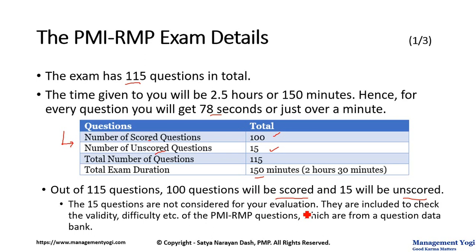Now you'll be thinking how to distinguish which are scored and which are unscored questions. As an exam taker, you have no way to distinguish which are scored and which are unscored. That detection is happening in the back end. You have no way to know. Hence, when you go for the exam, go with a mindset of 150 questions to be taken in 2.5 hours, and every question you have just over a minute to attempt and score.